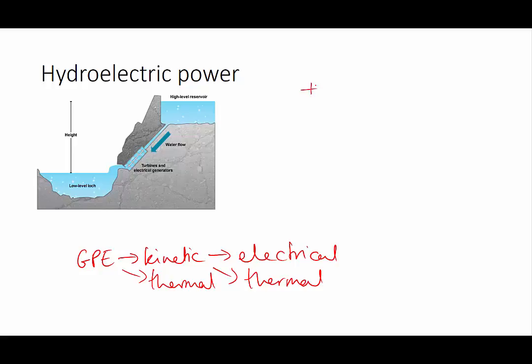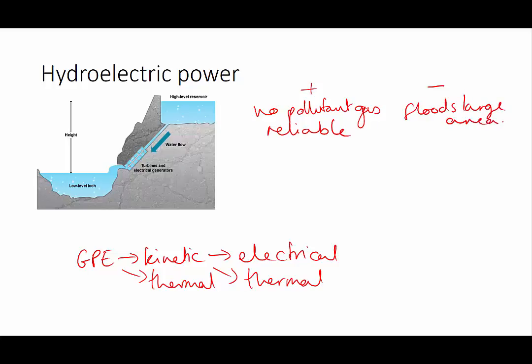The advantages of hydroelectric power will be becoming familiar to you. There's no pollutant gases. It's renewable. This one is really reliable as well. And water is a free energy resource. Disadvantages are that there are large amounts of flooding produced. You have to build a dam across a river in order to get hydroelectric power, and that can cause large flooding areas which damages the habitats of the plants and animals that are living nearby.